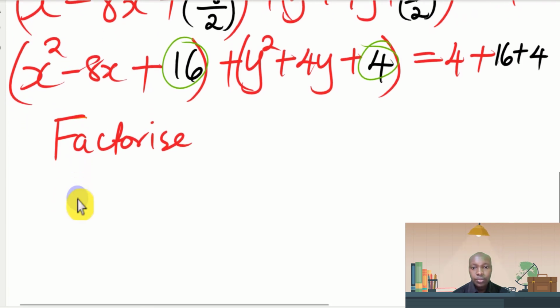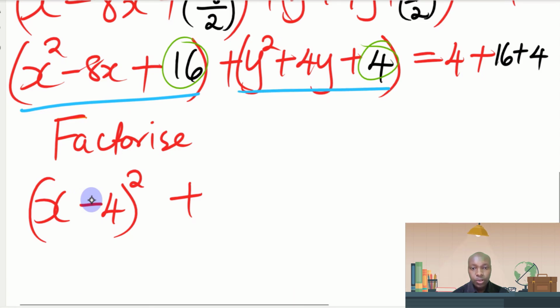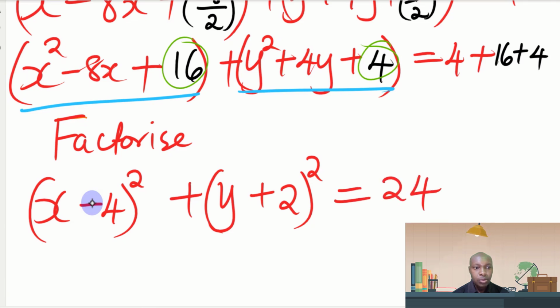When you factorize x squared minus 8x plus 16, we get x minus 4 squared. We've done these in the previous chapters, which is why I'm not spending much time on them. You can check the other chapter on how to factorize a quadratic expression. Then we have y squared plus 4y plus 4. When we factorize that, we get y plus 2 squared. And on the right hand side, 16 plus 4 gives 20, plus 4 gives 24.